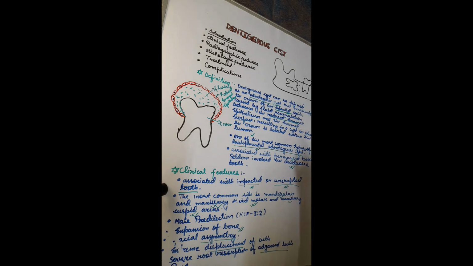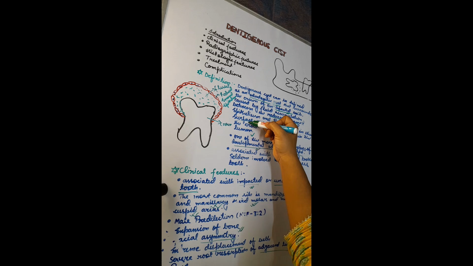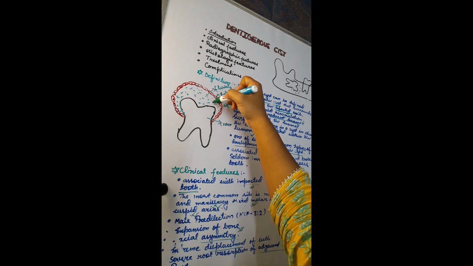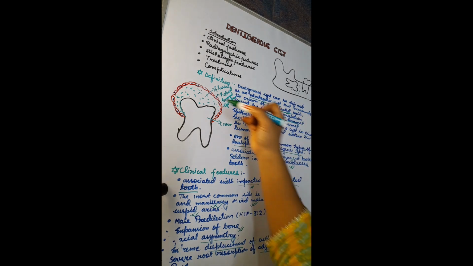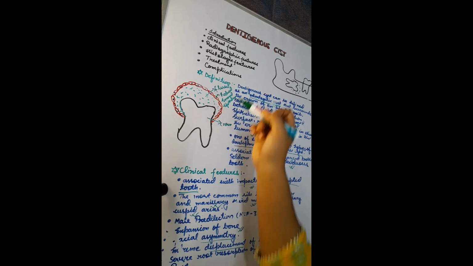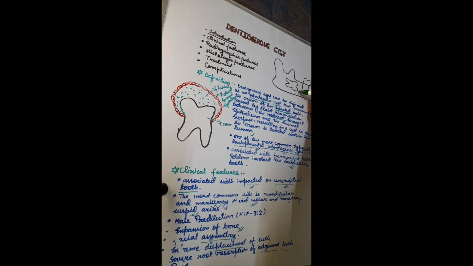An impacted tooth is a tooth that has lost the ability and capacity to come into the oral cavity, caused by the fluid accumulation between the reduced enamel epithelium and the enamel surface. So, the fluid gets accumulated between the reduced enamel epithelium and the crown of the tooth.